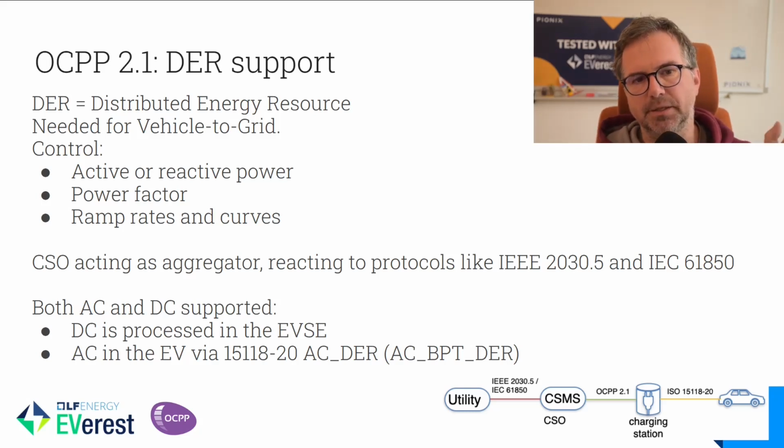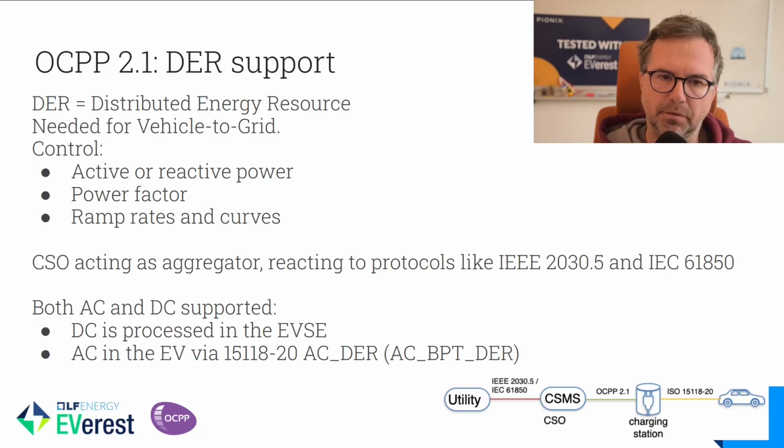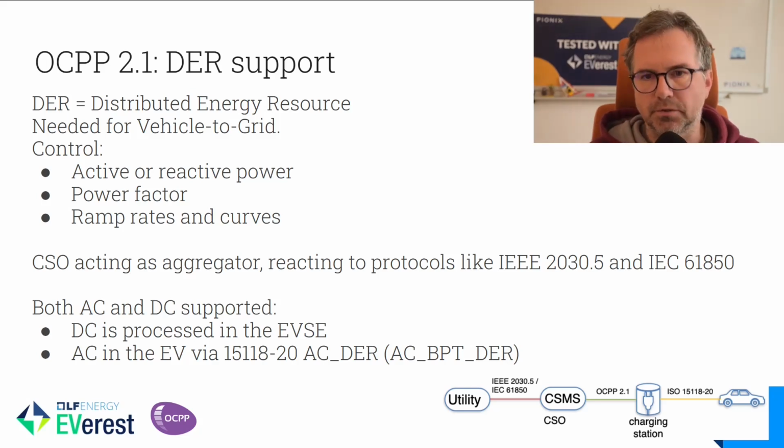Now, typically, this is done by the CSO, the grid operator, by using a protocol like 2030.5, IEC 61850, OpenADR. This is how you control big grid loads. You can control active or reactive power. You can influence the power factor that is used on the grid. You can control ramp up rates and ramp down curves just to have these high loads working better with the grids. This is not what you're going to do on an AC home charger. This is typically the stuff that happens on big sites.